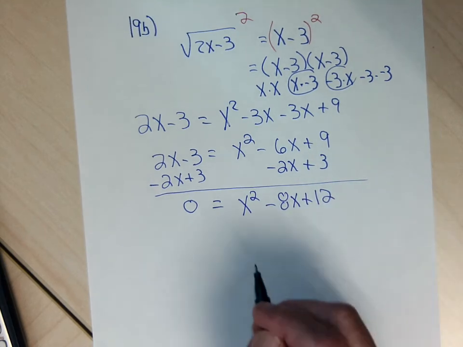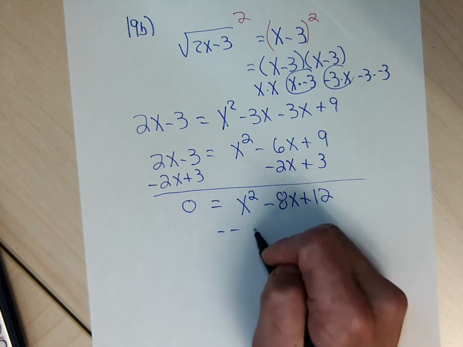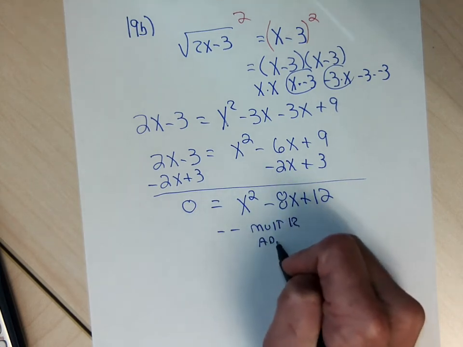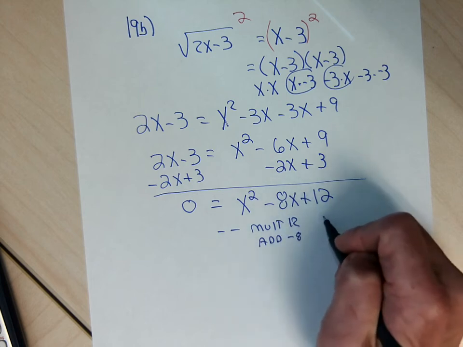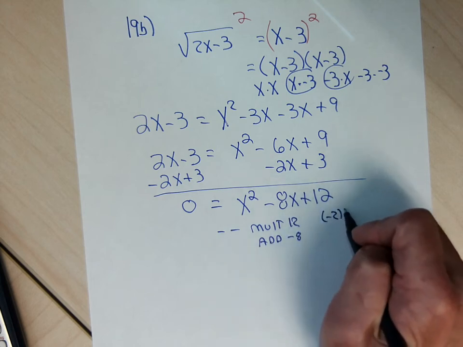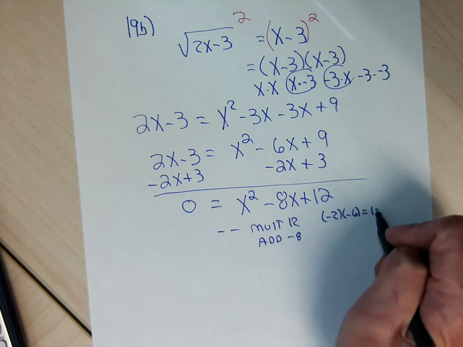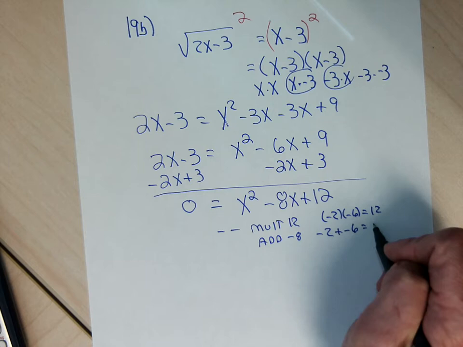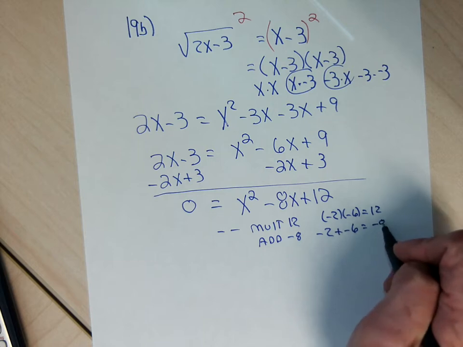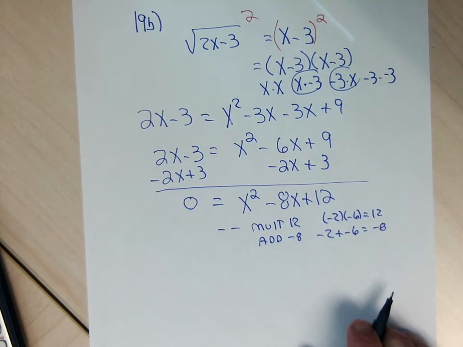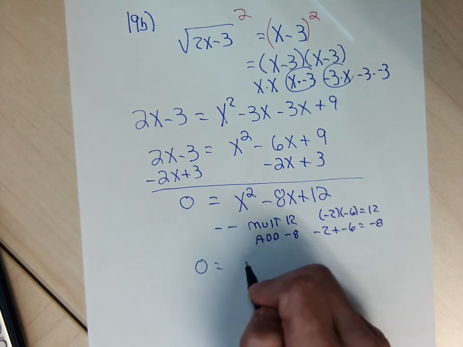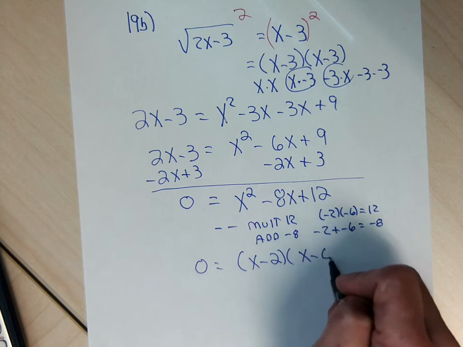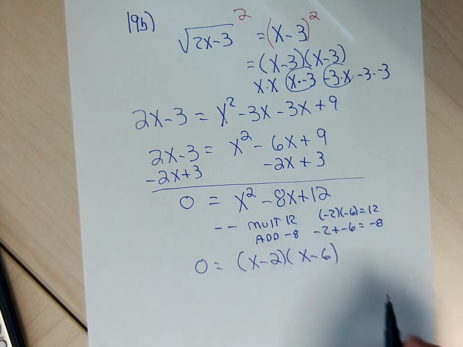Now I'm going to go to factor, and this needs to be minus and minus numbers. They need to multiply to 12. They need to add to negative 8. And that's going to be negative 2 and negative 6. The numbers in my parentheses are going to be negative 2 and negative 6, specifically because negative 2 times negative 6 is positive 12, and negative 2 plus negative 6 is negative 8. So the factoring on the left-hand side is x minus 2 and x minus 6.